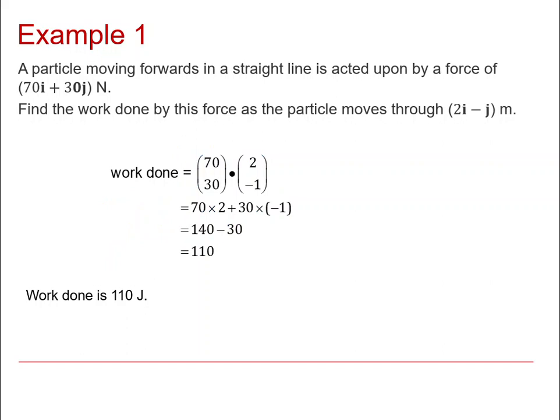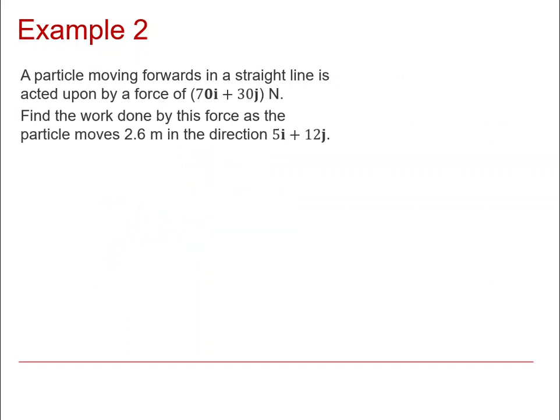Well, let's look at something slightly more complicated. Here we've got again a force 70i plus 30j, which I automatically see as 70, 30 in a column, and the work done is required where the displacement is given in more complicated terms. It's 2.6 metres and its direction is that 5, 12 vector. So let's draw a picture. There's a representation of the vector 5, 12. It's along the hypotenuse of that triangle, and the Pythagoras calculation tells us that the length of 5, 12 is 13.